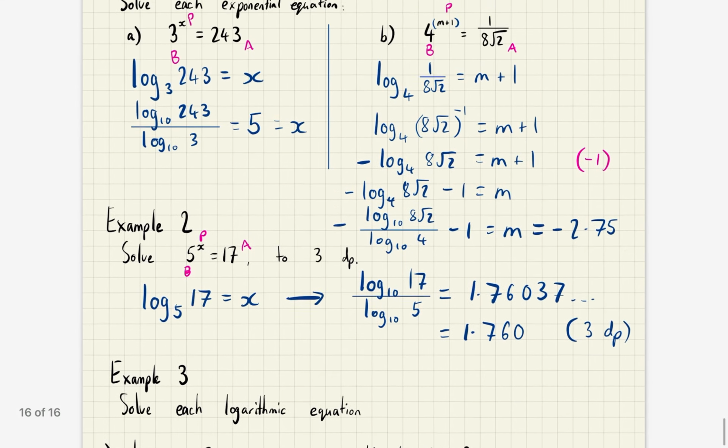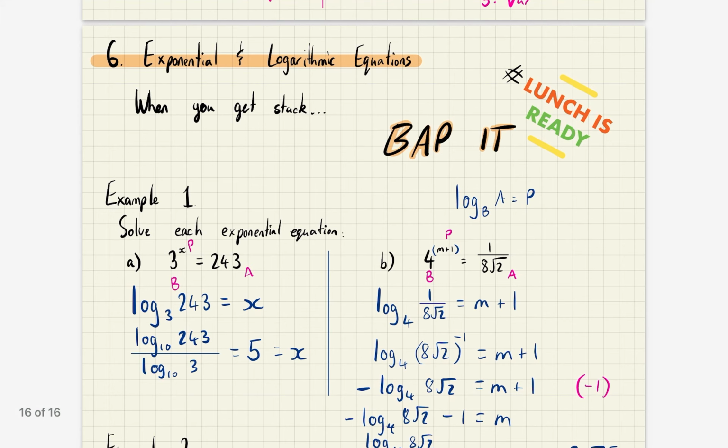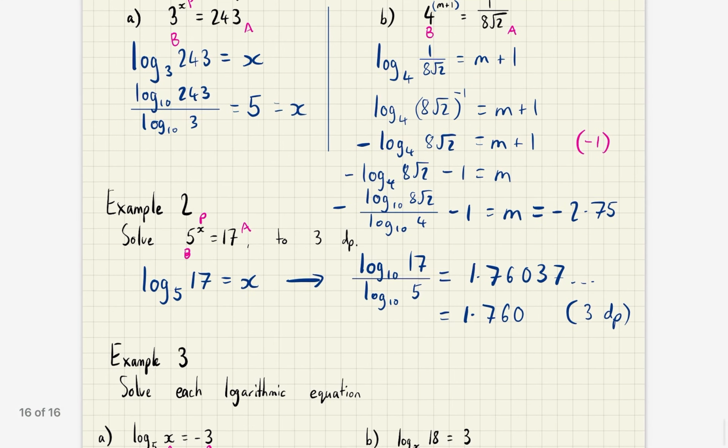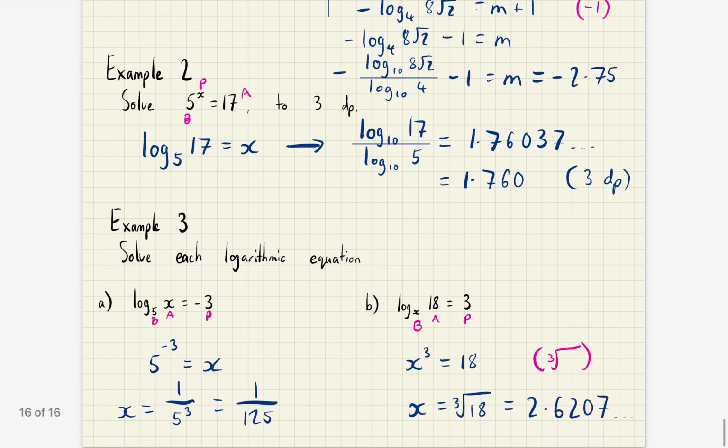So just to quickly recap before I let the video end, we've got exponential and logarithmic equations. You work with your equations as best you can, but when you get stuck, you need to BAP it. Hashtag lunch is ready, of course. So in the first example, we did it from exponentials into logs. Change of base formula is our friend. We've done it once, twice, 3 times. So you can see how useful it is. Can't believe it's not in the textbook, hey?